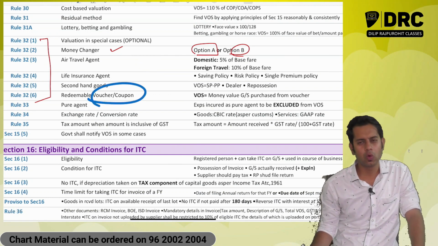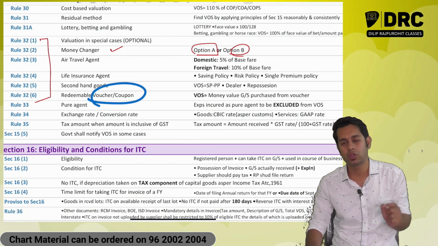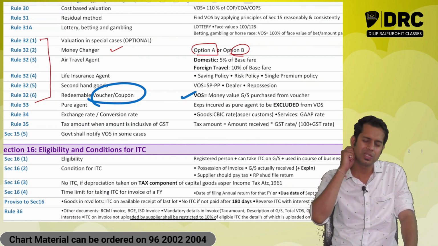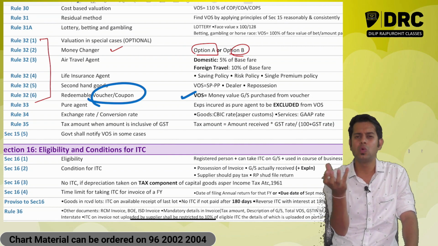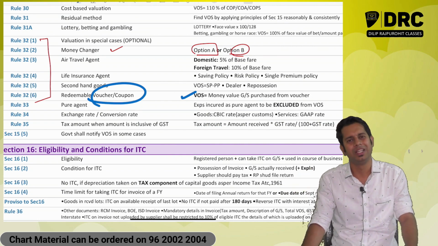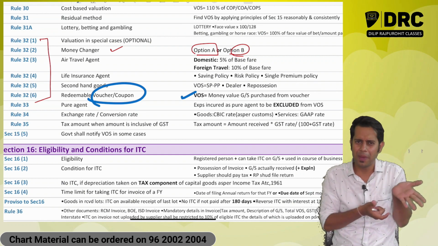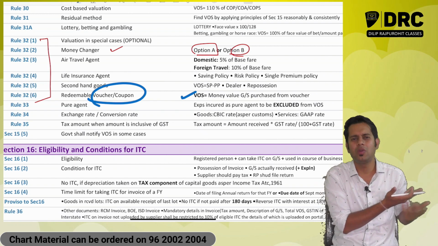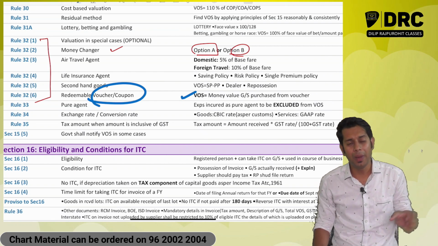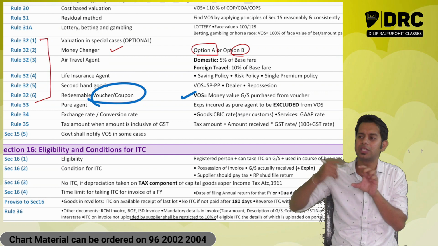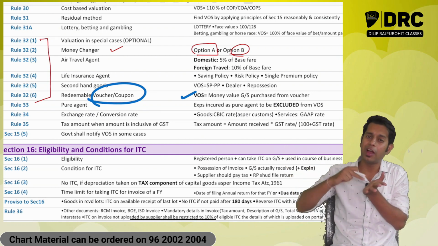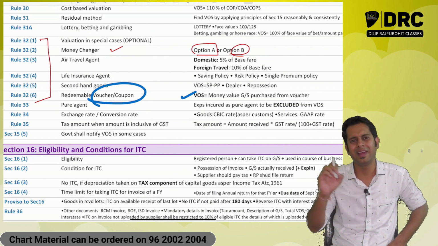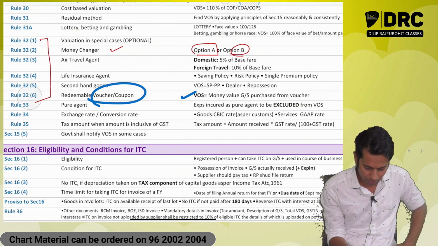Rule number 32 sub rule 6 talks about value of coupons and vouchers. Sir, what will be the value for coupons and vouchers? The value for coupons and vouchers will be the money value of the goods and services which can be purchased by you. See, the vouchers are just small papers. What will be the value of that paper? Normally the paper value may be only 10 rupees, 15 rupees or 100 rupees. But by using a 1000 rupees voucher, I can purchase products up to 1000 rupees. So what will be the value of that voucher, sir? The value of that voucher will be 1000 rupees. The value of the voucher will be the money value of goods and services which can be procured by you.